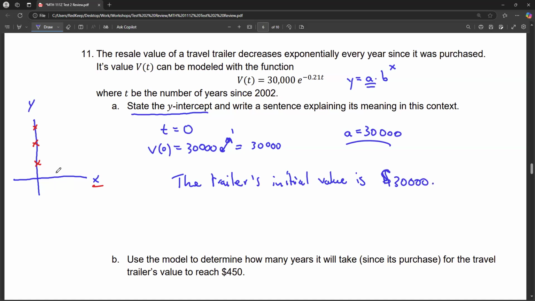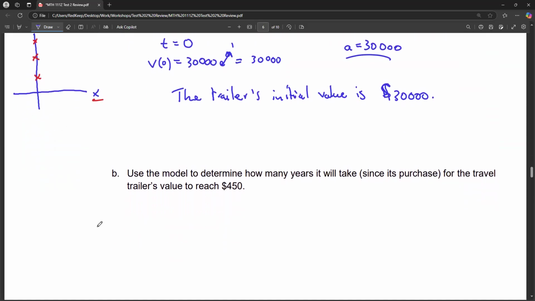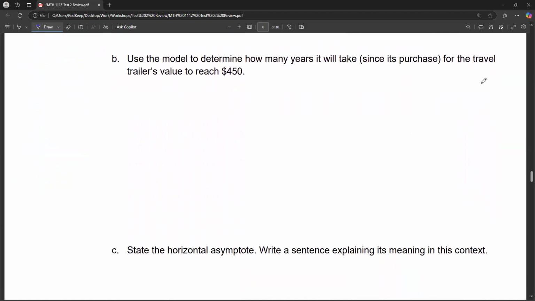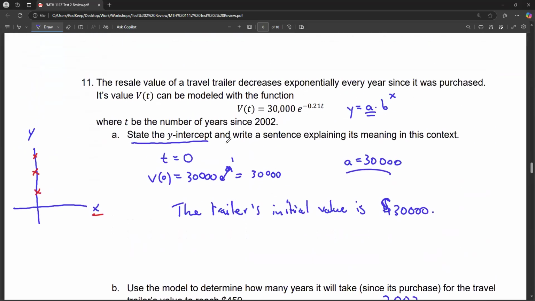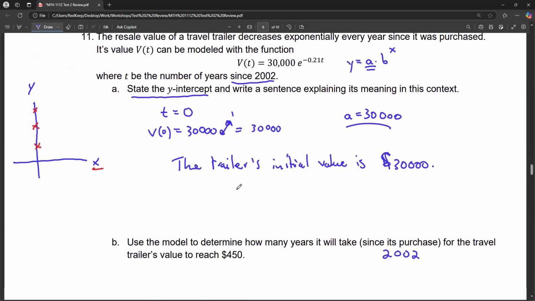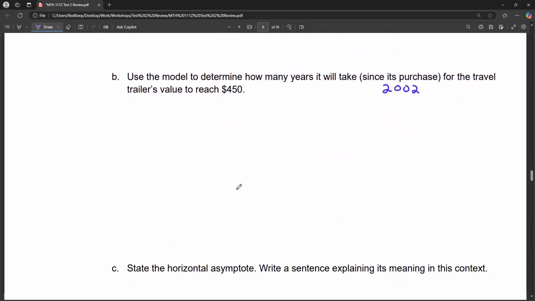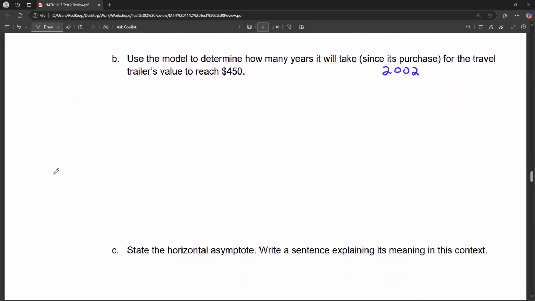Perfect. Okay, moving on to part B. We are to use the model to determine how many years it will take since it was purchased. And remember, from the original question, I think that said 2002. Let me check that real fast. Yes, right here, since 2002. Okay, back to the question. Use the model to determine how many years it will take since 2002 for the travel trailer's value to reach $450.